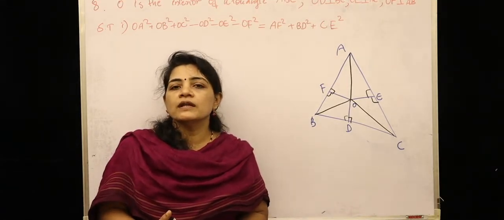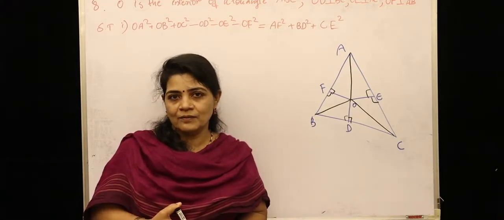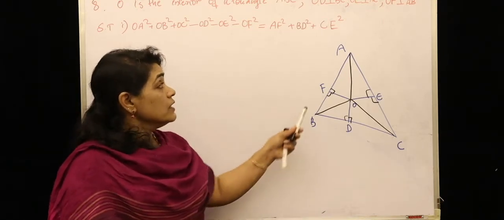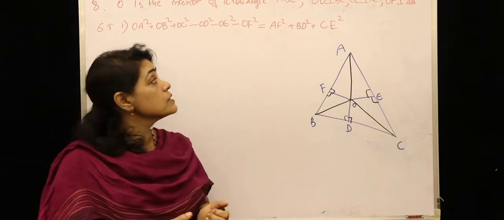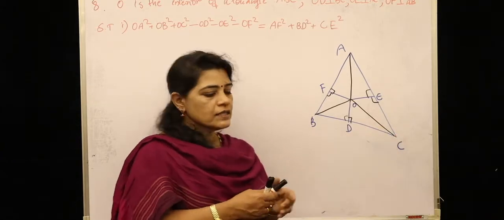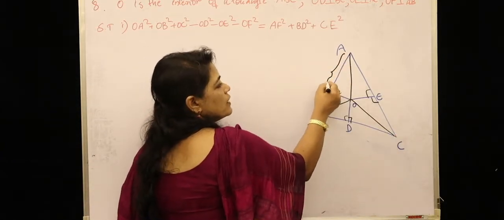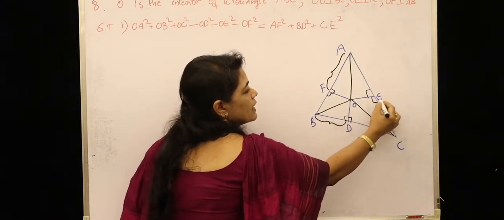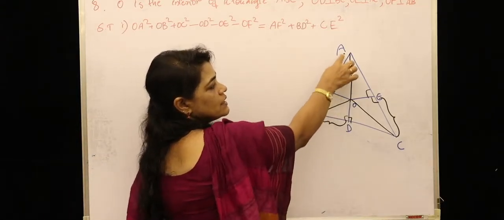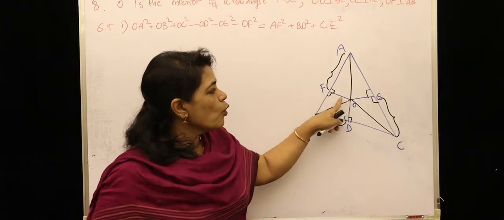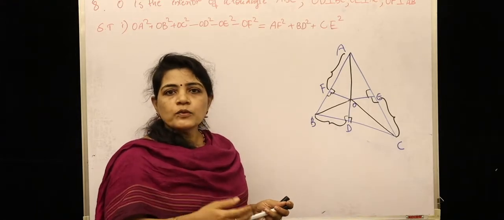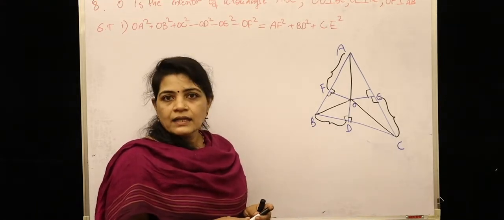Since it is perpendicular, there is a scope of applying the Pythagoras theorem. Understood? See children, for that which triangle to be considered? Here the answer should come in terms of AF square, BD square, CE square. See children, which are the sides? AF square, BD square and CE square. So in order to get AF square, see children, this is AF and this is 90, OF is perpendicular to AB, so this angle is 90. Which is the side opposite to the 90 degree? OA, and that is the hypotenuse.